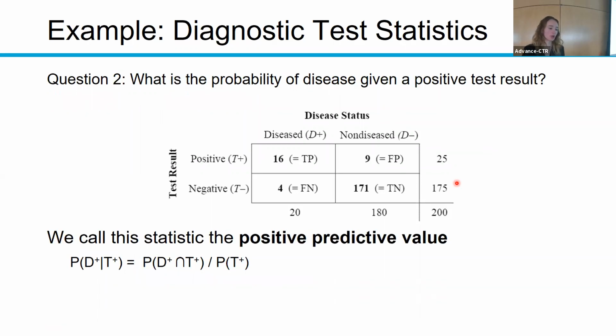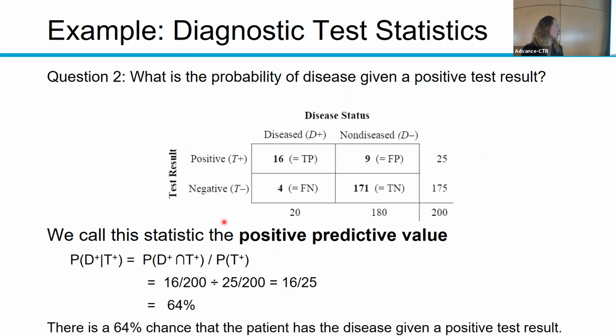Now, question 2, what is the probability of disease given that you've tested positive? So if a patient gets a positive test result, what's the probability that they actually do have this disease? So probability of disease positive given that your test is positive. We can again plug in these numbers in the same way. There's a 64% chance that the patient has the disease given a positive test result. And we also call this statistic the positive predictive value.